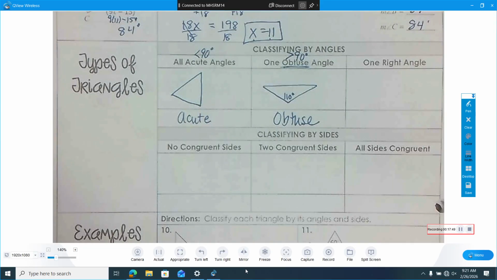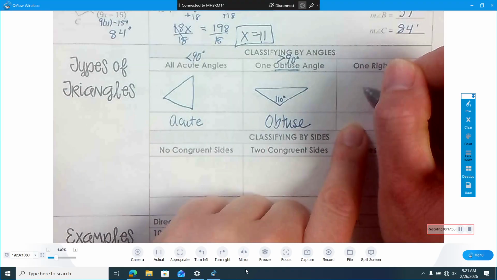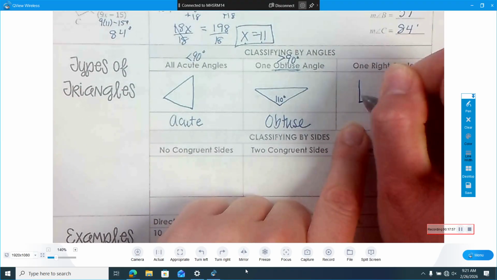We can also have a triangle like this one, which has how many right angles? One right angle. So one right angle, maybe I can draw one right angle right here.